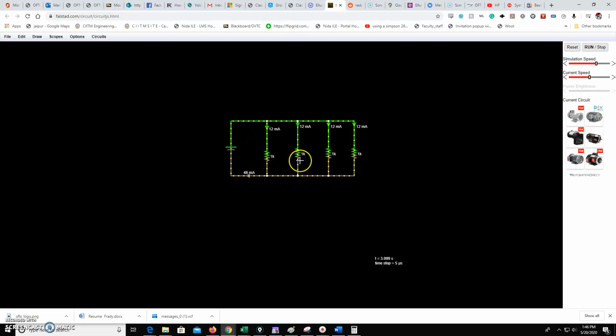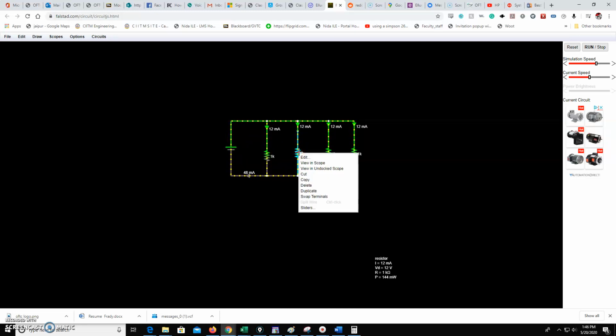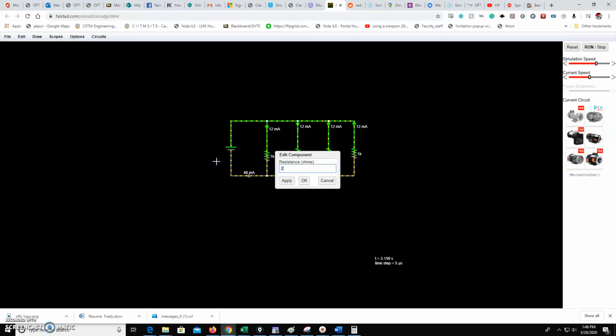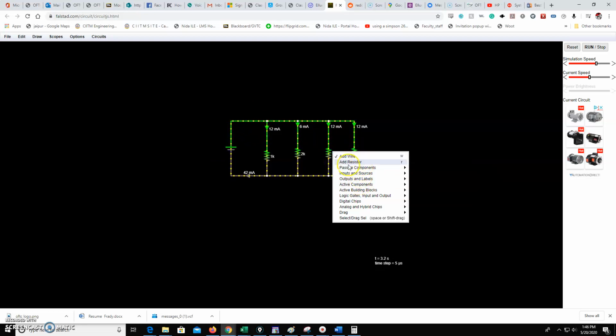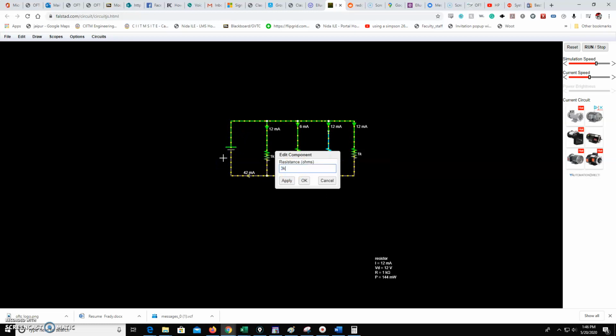But what if these were different values? Let's make that happen. So I'm going to edit each one of these. I'm going to do 2K. Edit this guy. Do 3K. And just to maintain some level of consistency, we'll make this one a 4K. Not that it really has to be. It could be whatever it wants to be. We know our overall resistance should be less than 1K. It should be less than our lowest one. So let's use that reciprocal formula again.